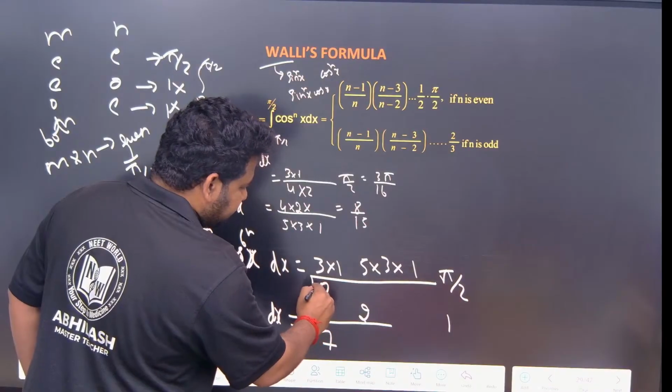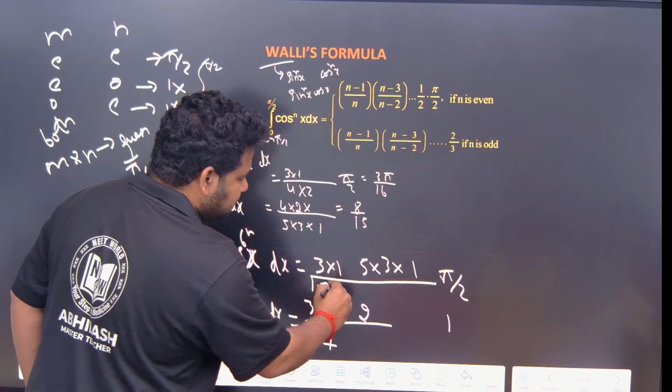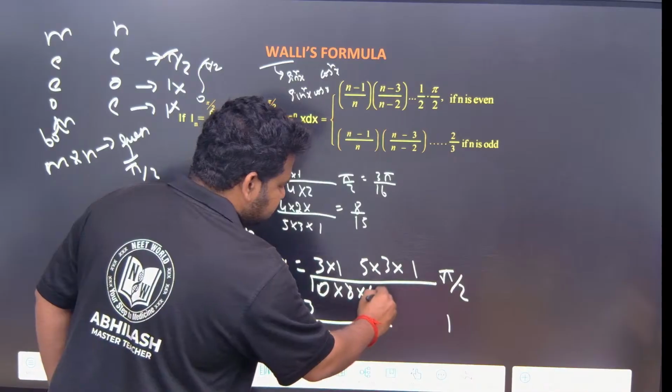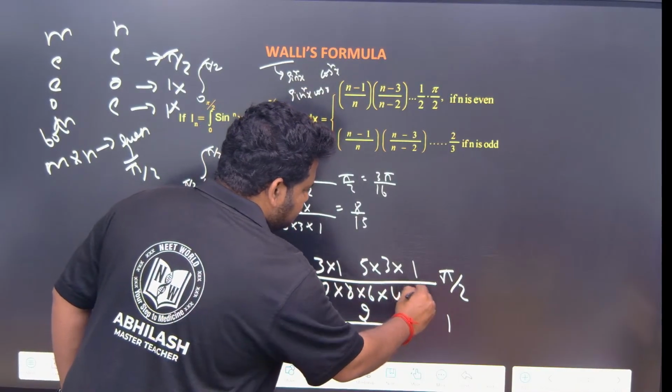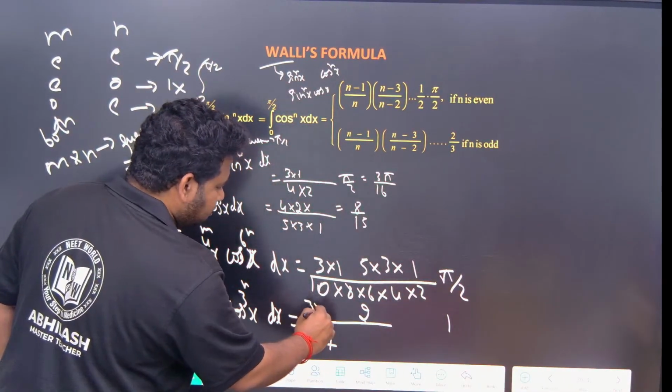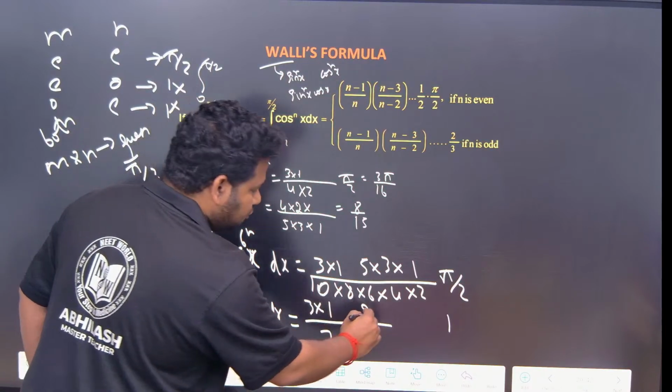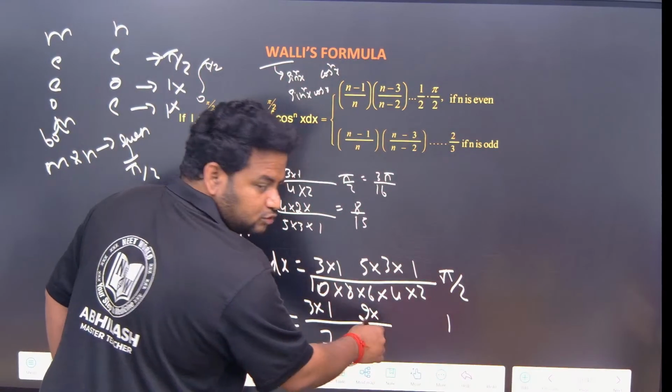Here denominator 10 into, subtract by 2 values: 10 minus 2 is 8, this is 6, this is 4, this is 2. That's all. Now 3 into 1, that's all. Further you cannot go. 2 minus 2 is 0. You cannot do further.